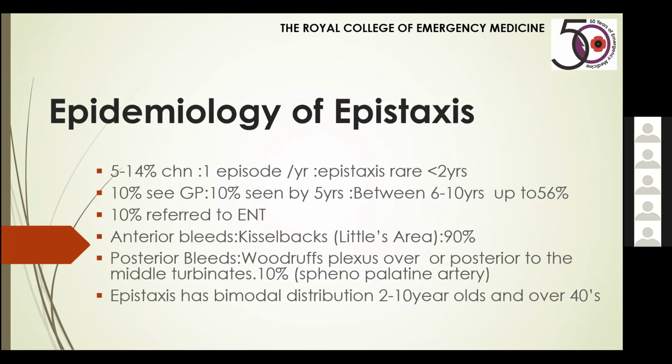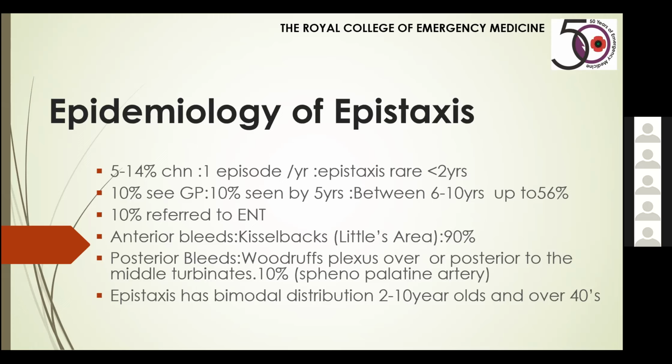Now, the epidemiology of epistaxis is based on a number of factors. For example, 5 to 14% of children have one episode per year of epistaxis, and epistaxis is rare in those under 2 years. 10% see the GP, 10% are seen by the age of 5, and between 6 and 10 years, up to 56% of kids present with epistaxis. Of those, 10% are referred to ENT.